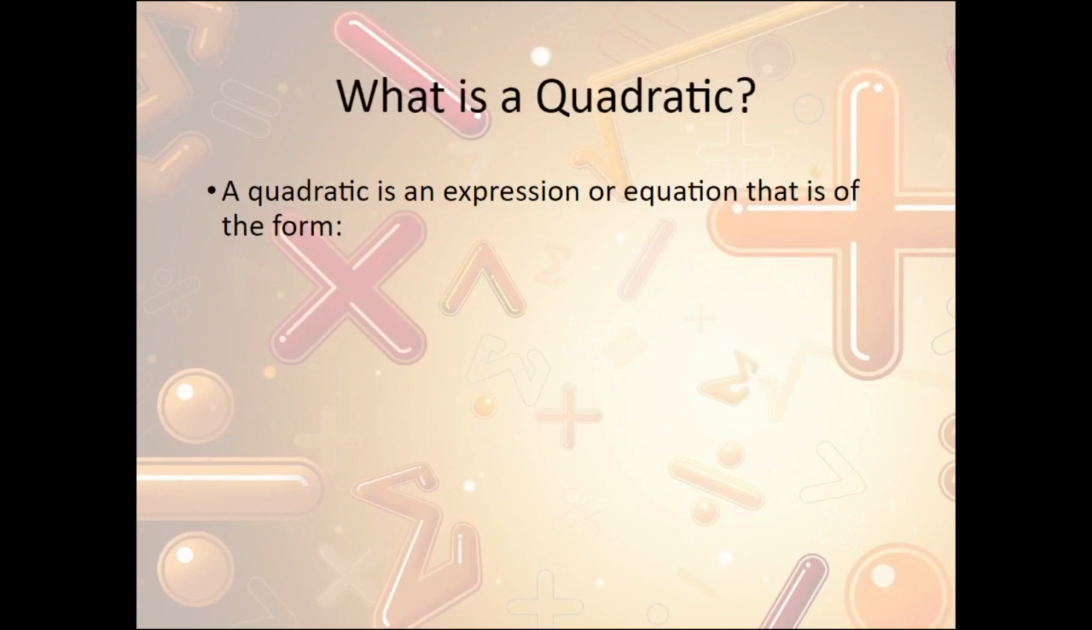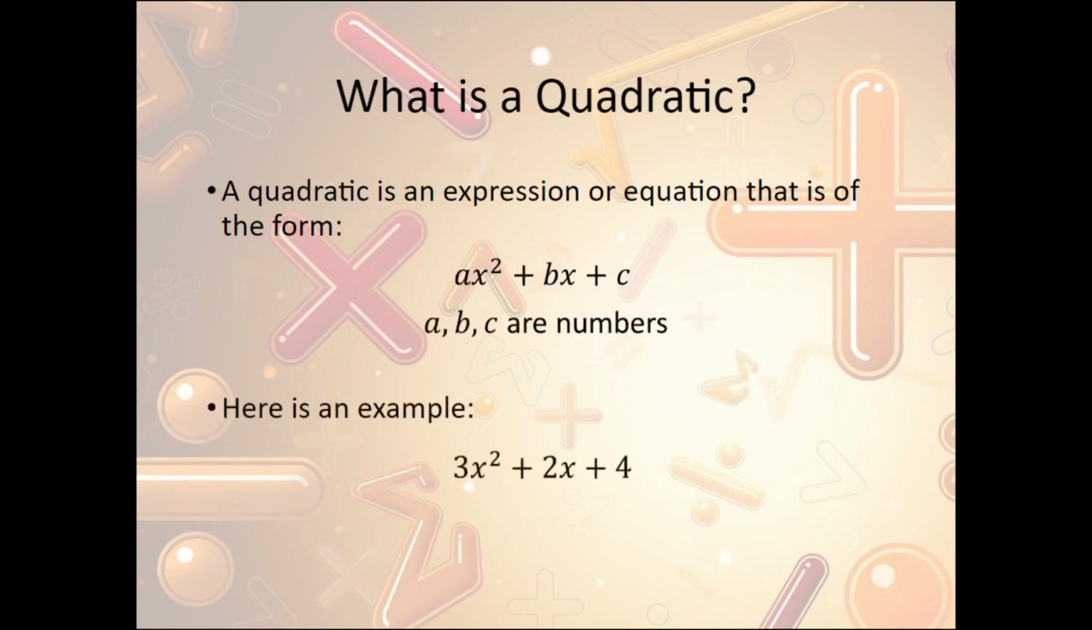Now, what is a quadratic? A quadratic is an expression or equation that is of this form: ax squared plus bx plus c. So notice the squared term is here, that we have an x squared, and we have some other x and then some constant. a, b, and c are all numbers, so those are not actually variables. So an example would be 3x squared plus 2x plus 4. That would be an example of a quadratic.